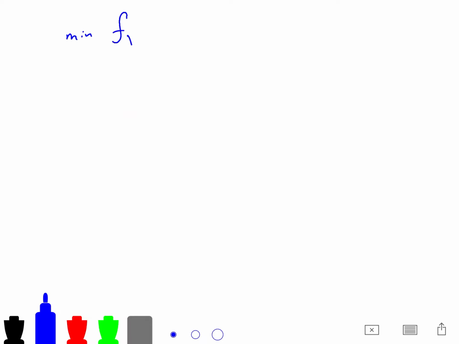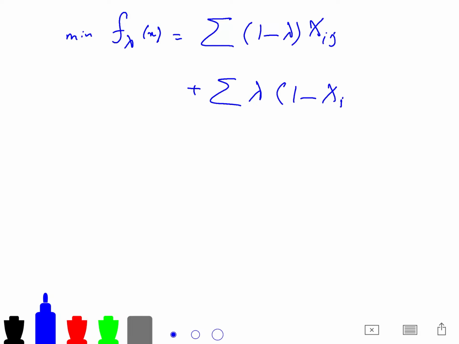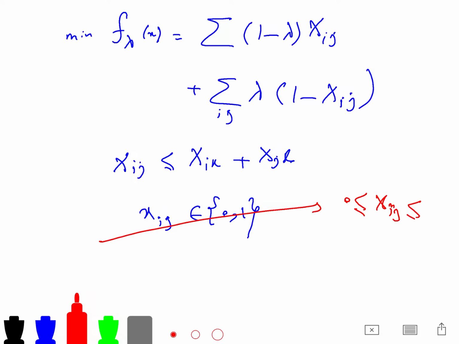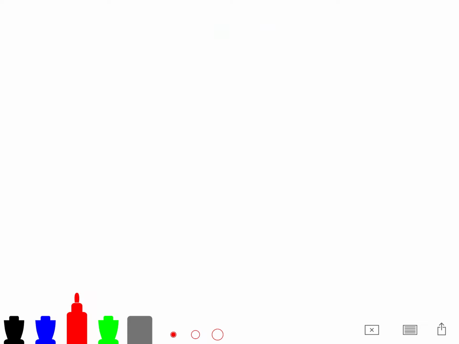For example, for the minimum of f lambda of x in correlation clustering, you can write it as the sum over ij of xij plus lambda times (1 minus xij). And it satisfies the triangle inequality xik plus xjk. Also, xij is 0 or 1, same as usual, and you relax it to any real number between 0 and 1. So that was the introduction to lambda clustering.